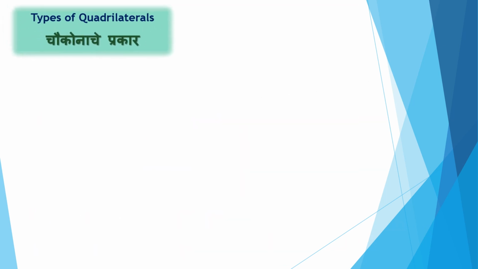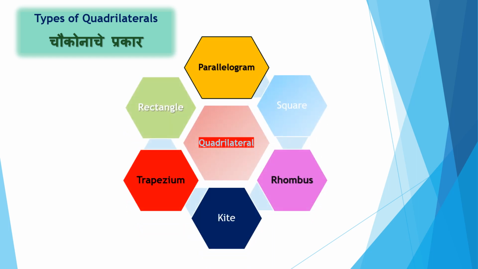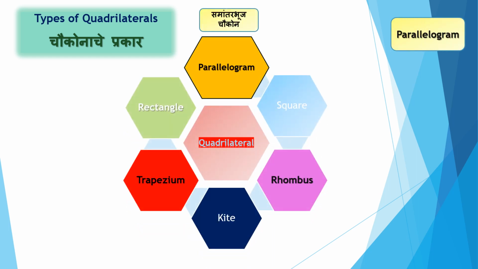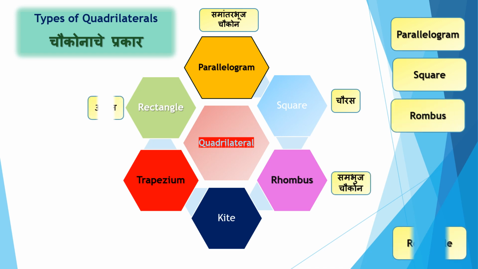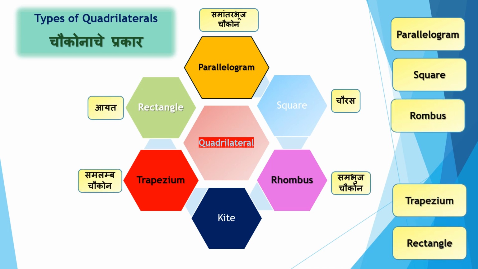Now we will see the types of quadrilaterals. Here we see 6 types of quadrilateral. First, parallelogram. Second, square. Third, rhombus. Fourth, rectangle. Fifth, trapezium. And sixth, kite.